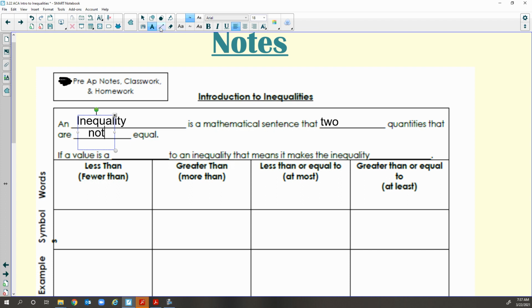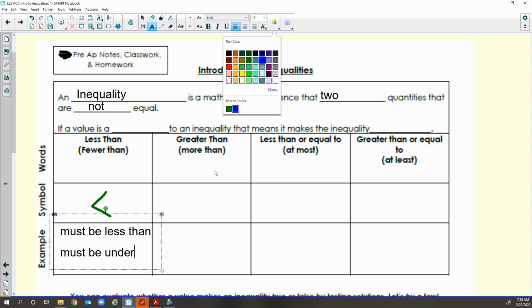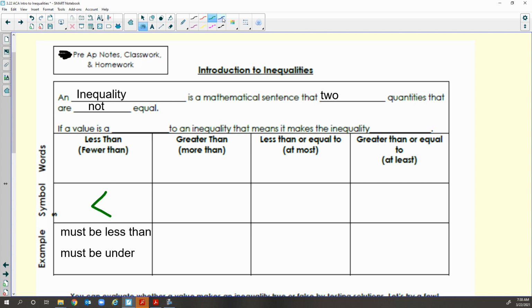That's when we have our symbol of less than, looks like this, okay? And we know that the example that would go with that is when we see words like must be less than or must be under. We know our greater than symbol looks like this, and that is special code for must be over. So when we read a problem that says must be over, we have to use the greater than symbol.